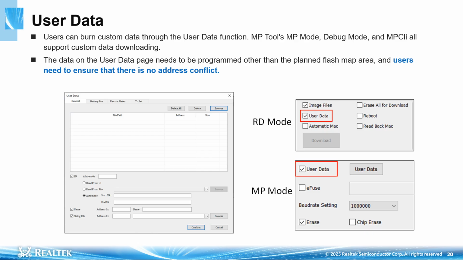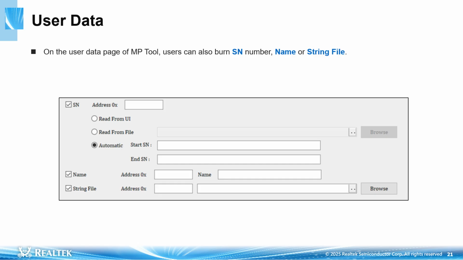Please note that the data on the user data page needs to be programmed other than the planned flash map area, and users need to ensure that there is no address conflict. On the user data page of MP Tool, users can also burn SN number, name or string file.